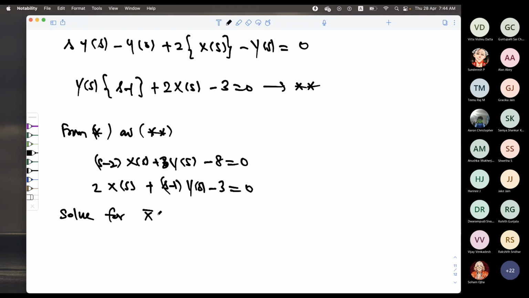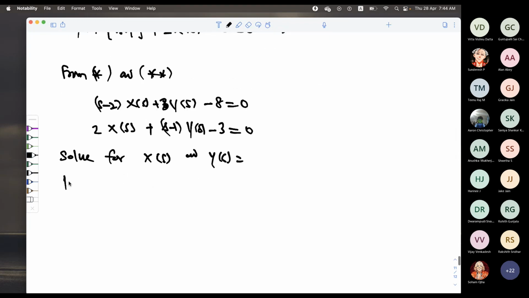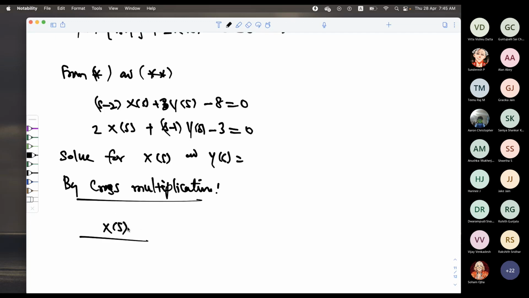Solve for X(s) and Y(s). How do we get the solution of this? By cross multiplication. Suppose I'm going to use it. X(s) means these two things, 3 into minus 3. X(s) over this 3, minus 8, s minus 1, and then this is minus 3.